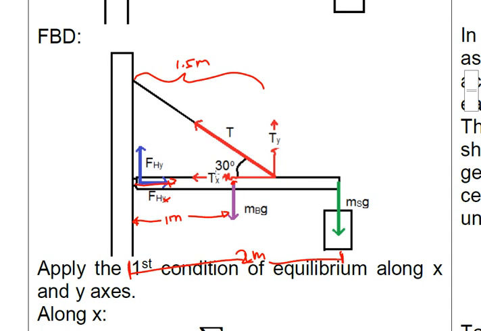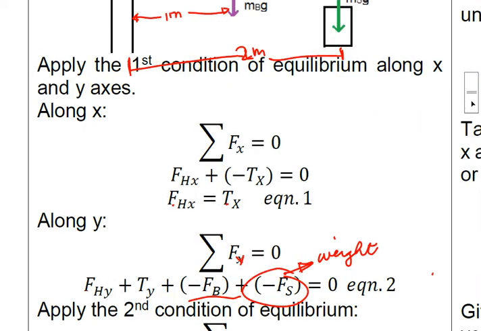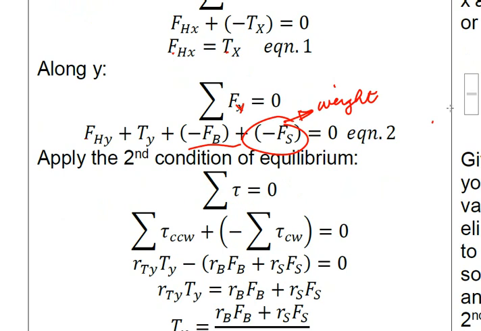How about the TX? Will it cause rotation? The answer is no, because the TX is exactly parallel to the beam, so it won't cause any rotation. Parallel forces won't cause rotation, but they will cause displacement, and in that case there will be another quantity that we'll be dealing with, and that is the concept of work.